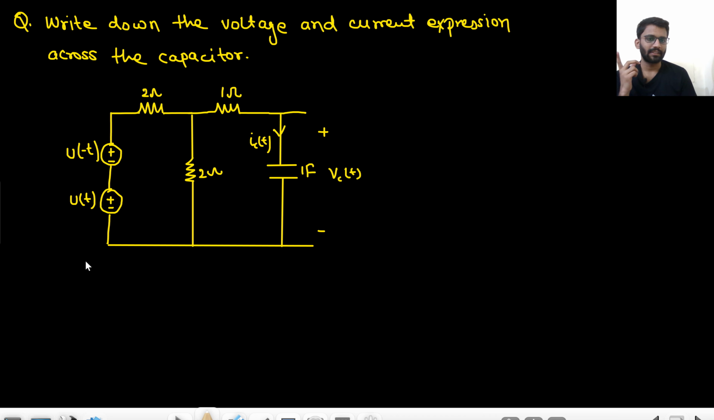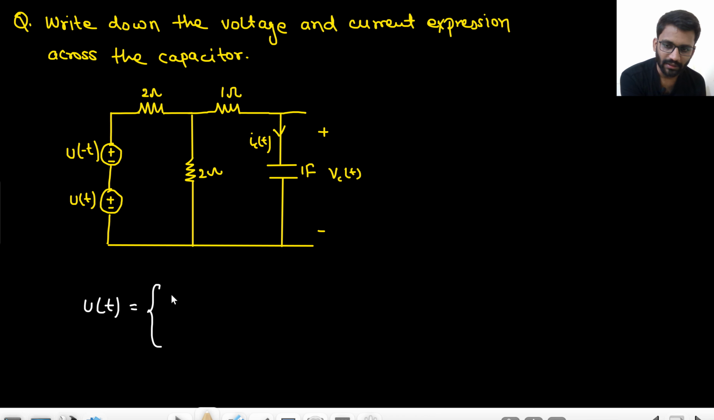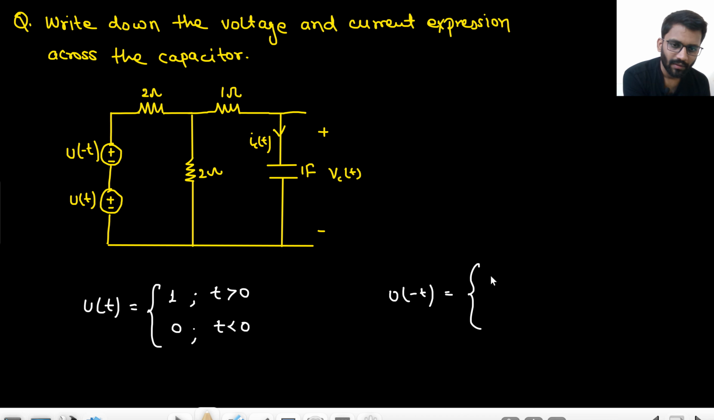This is u of minus t. What does that mean? That voltage is applied, 1 volt is applied for t less than 0. Right? What is u of t mean and what is u of minus t mean? Although I have told this concept in the previous videos, but still, u of t is 1 for t greater than 0 and 0 for t less than 0. Now what does u of minus t mean? It would be 1 for t less than 0 and 0 for t greater than 0.